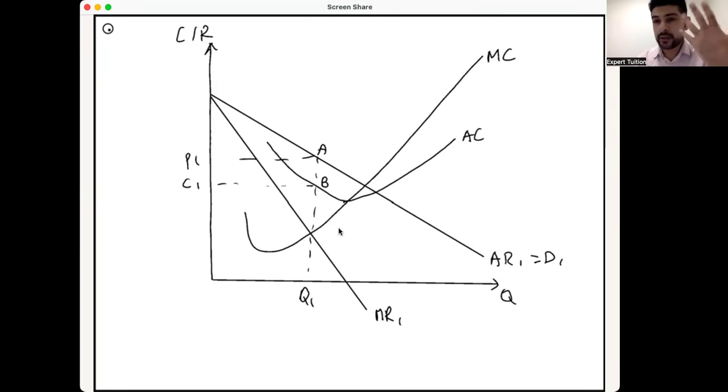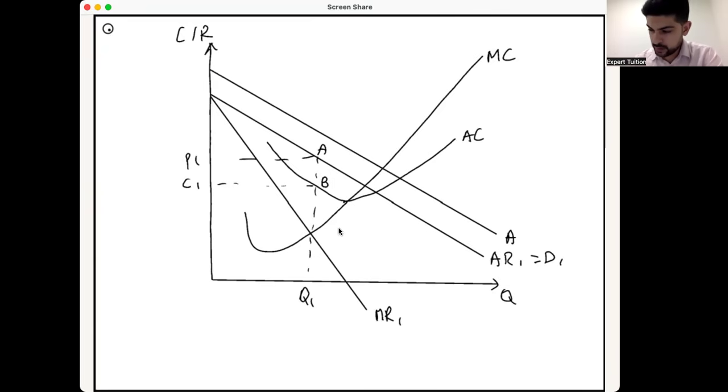Okay. The demand is increasing. It's as simple as that. There's more demand for coffee. So we're going to start at a higher point on the y-axis and just shift it parallel. So we're going to do this is AR2 equals D2. And this is going to be MR2, something like that.